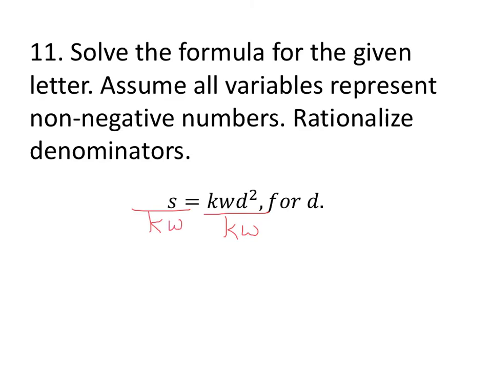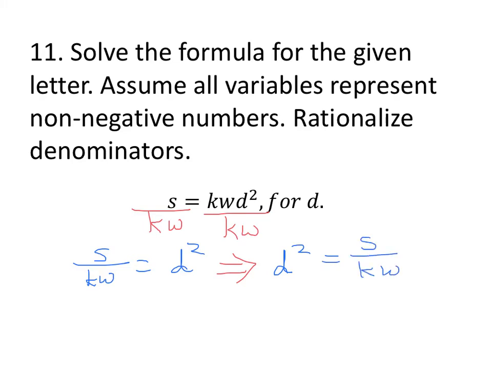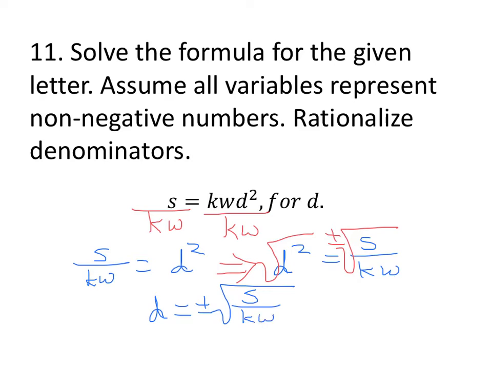So we have S over KW equals D squared. And we're going to rewrite that with D on the left. D squared equals S over KW. And now we can use the square root property. And this becomes plus or minus when we use the square root property. And we get that D equals plus or minus the square root of S over KW, which is equal to plus or minus the square root of S over the square root of KW.